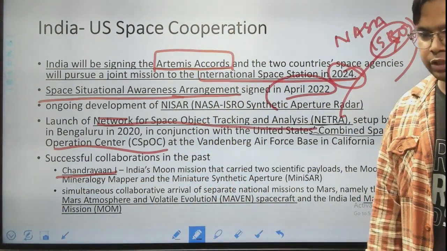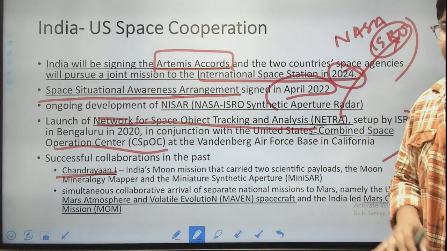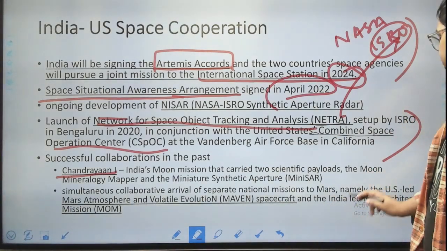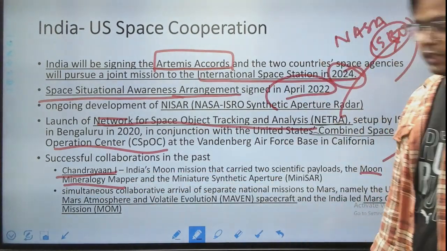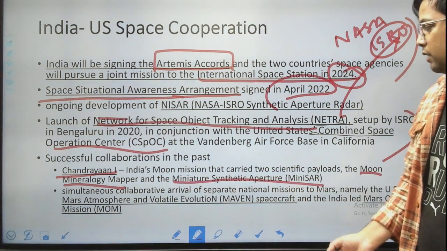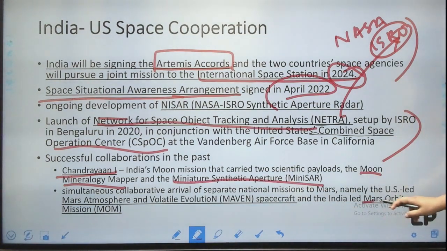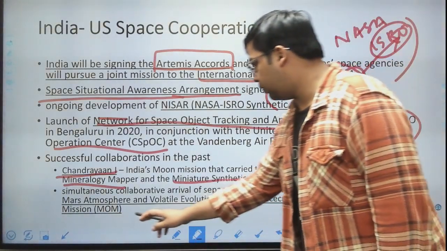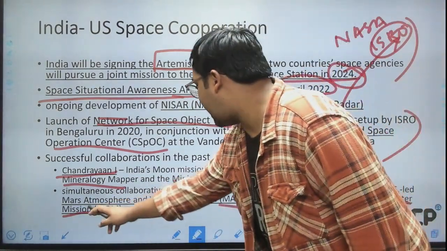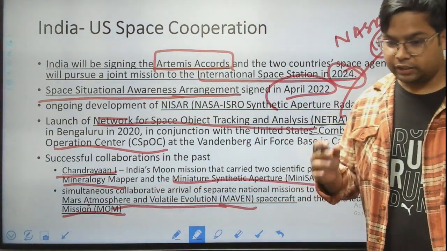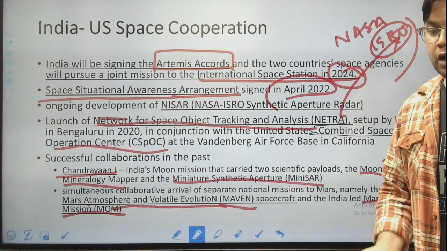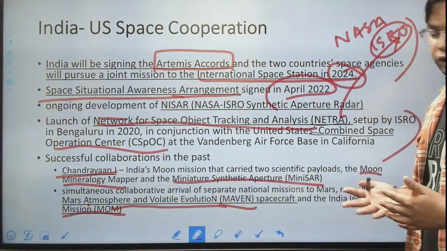Apart from this, we also collaborated in the Chandrayaan-1 mission, when the US sent two of its payloads on the Chandrayaan mission. The first is called the Moon Mineralogy Mapper, and the second is the Miniature Synthetic Aperture Radar. Apart from this, when India launched the Mars Orbiter Mission, or Mangalyaan, the US also had its own mission, MAVEN, which stands for Mars Atmosphere and Volatile Evolution. These were two separate national missions. However, both agencies were cooperating on the Mars missions too.